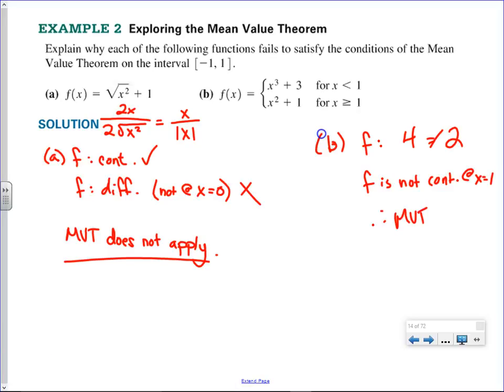MVT does not apply. Does not mean that the conclusion may not be true, but I am not guaranteed the existence by MVT. Cool? F is not continuous, so MVT fails. Where did you get 4 and 2? Plug it in, plug it in.